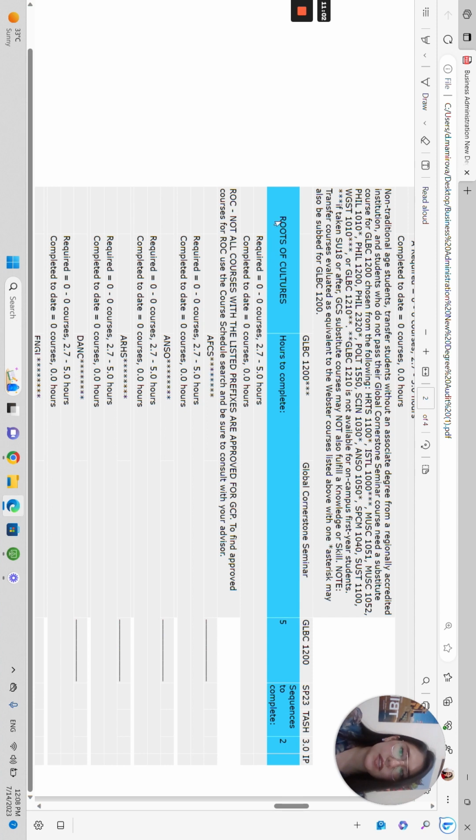For knowledge areas, as we can see, we have the roots of culture with 5 credit hour requirements. In total, you need to take 5 credit hours for this area.